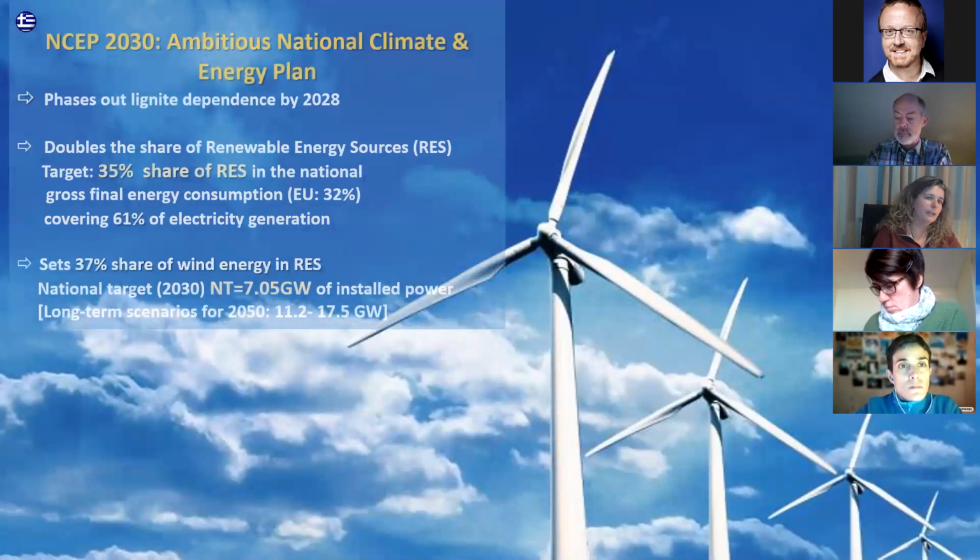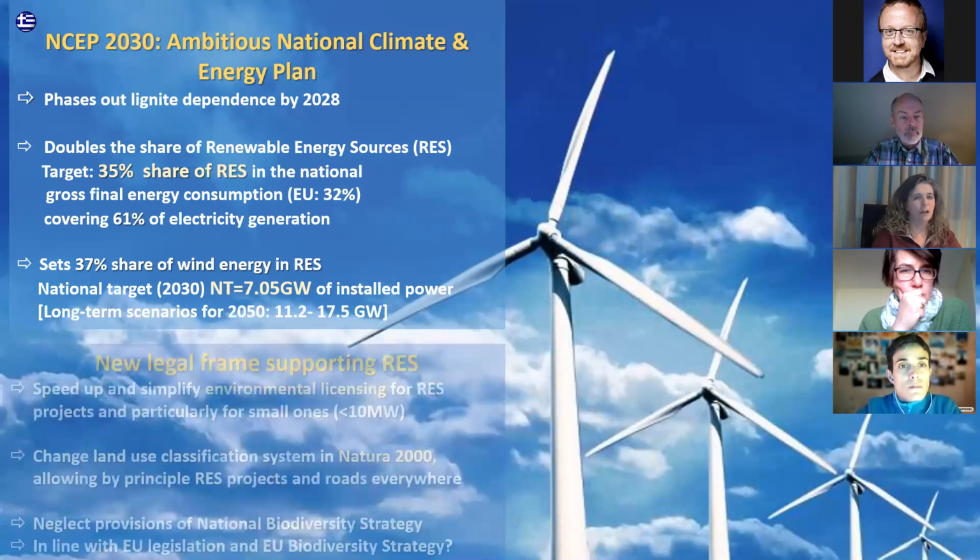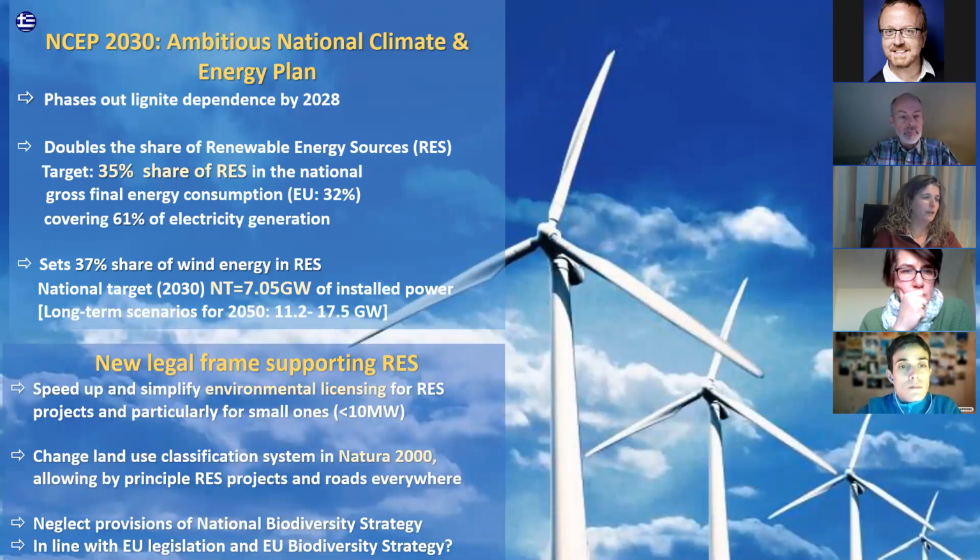Few words about the Greek political policy frame. We have a very ambitious national climate and energy plan, where the target is to have a 35% share of renewable energy sources in the national gross final energy consumption. And this is translated to about 7.05 gigawatt of installed power for wind farms. Wind farms are considered to be the core policy, the number one race to achieve the goals. The government, in order to support the climate goals, to support the development, has sped up and simplified a lot of environmental licensing for renewables in the country. And also, by principle, all renewables projects and access roads are allowed everywhere in the country.